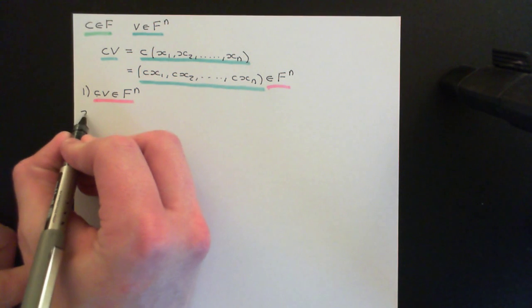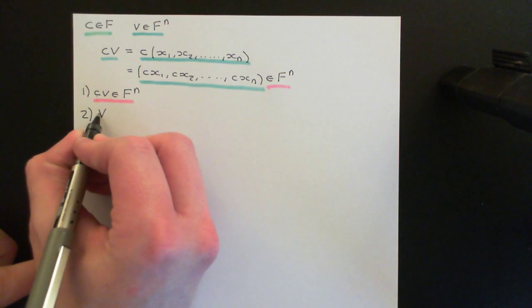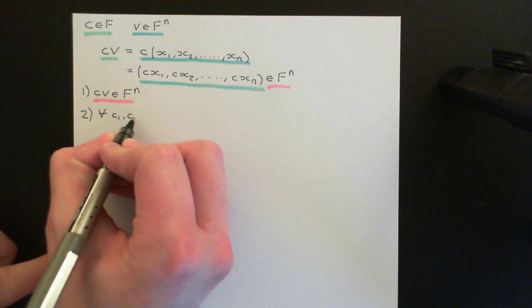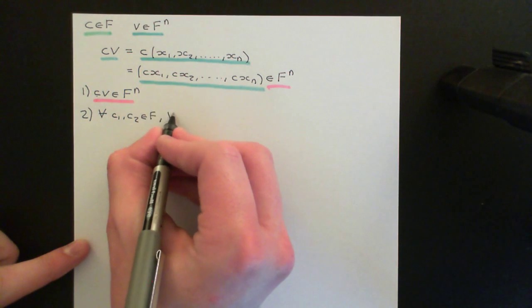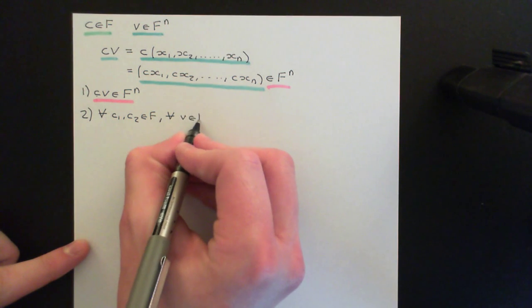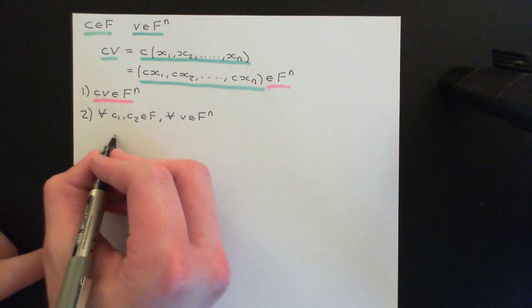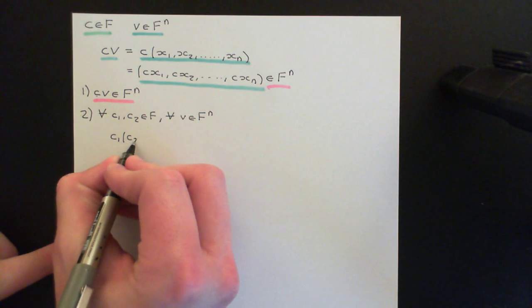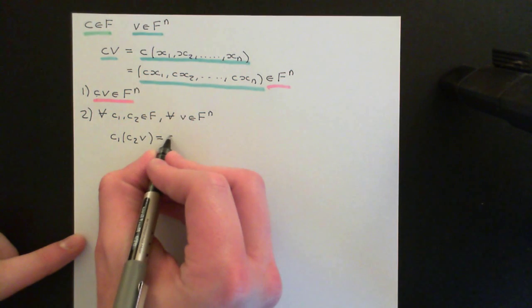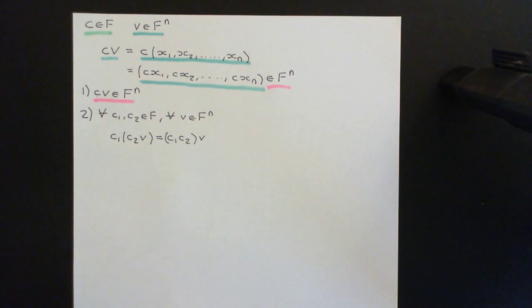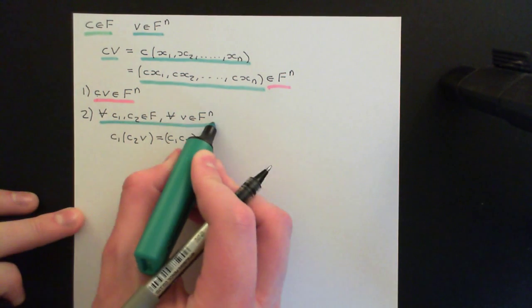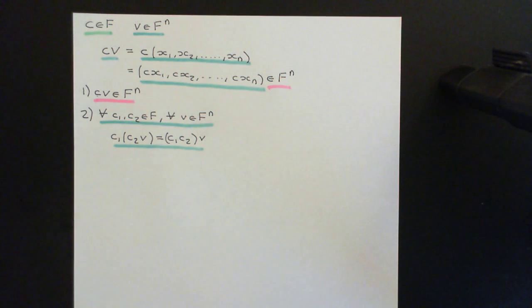Next up, axiom number 2, associativity. So we need to prove that whatever two elements of the field you pick, C1 and C2, which are from the field capital F, okay, and whatever vector you pick from the vector space Fn, okay, we need to prove that C1 of C2 V is equal to C1 multiplied by C2 in the field times V. Okay, so this is our axiom number 2. So we need to prove that scalar multiplication associates or is associative with the multiplication in the field.